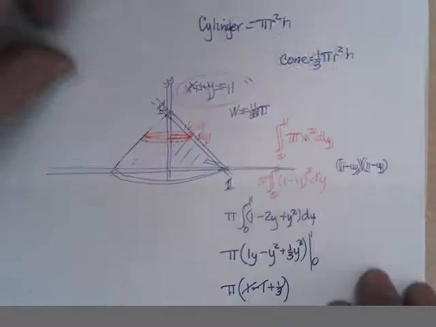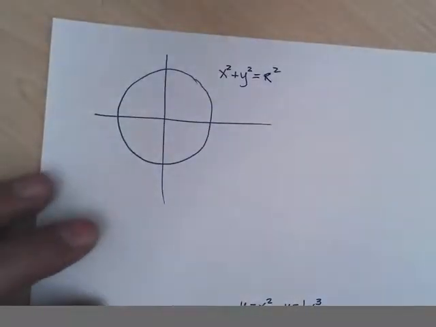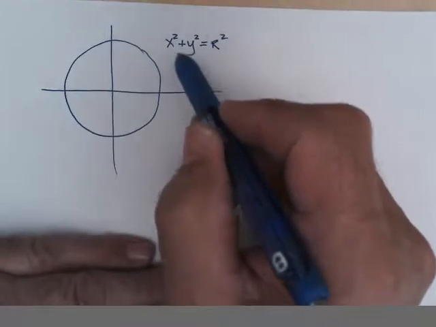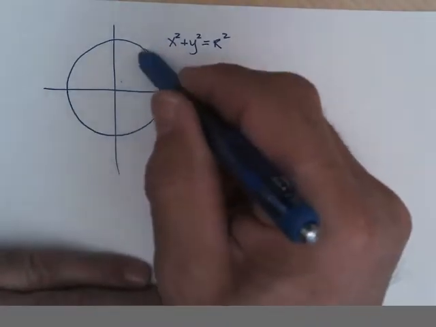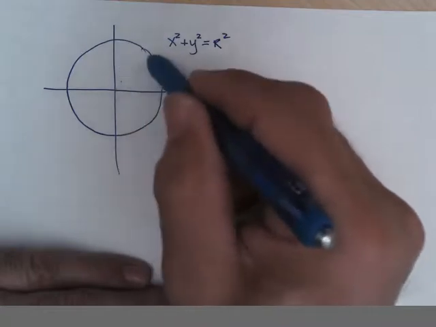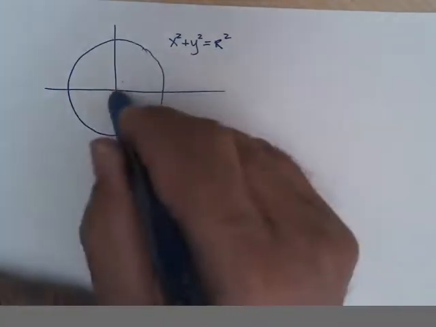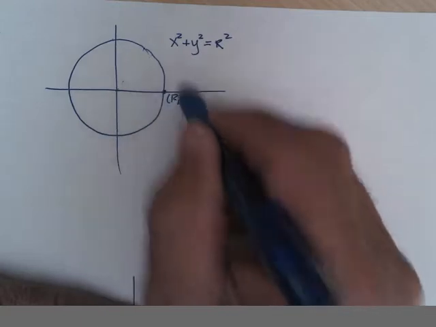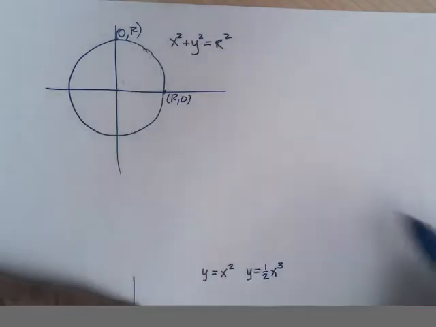Okay? So now I'm going to go to a circle, which I hope you remember is x squared plus y squared equals r squared. R is the radius of the circle. Any direction I go is capital R. So out to here is capital R, 0. Up to here is 0, capital R, etc.